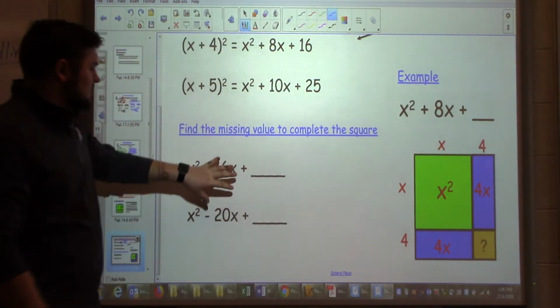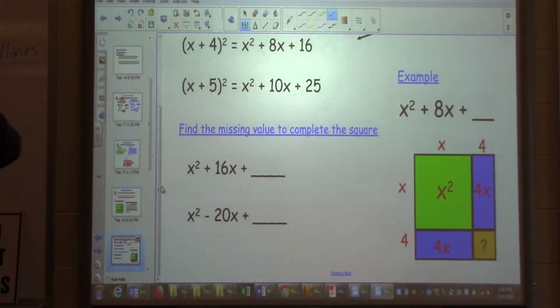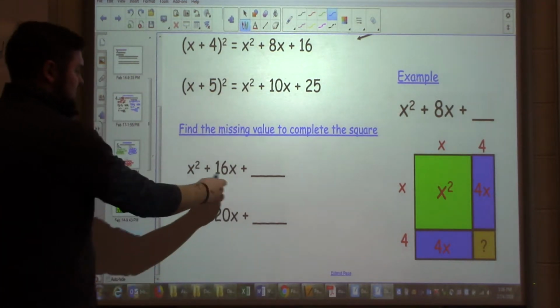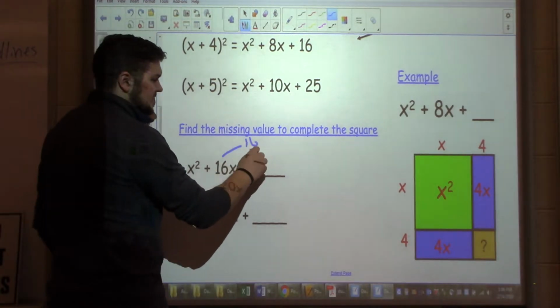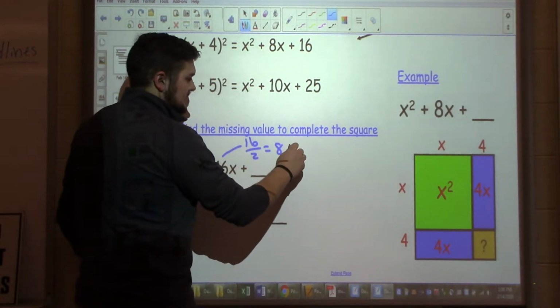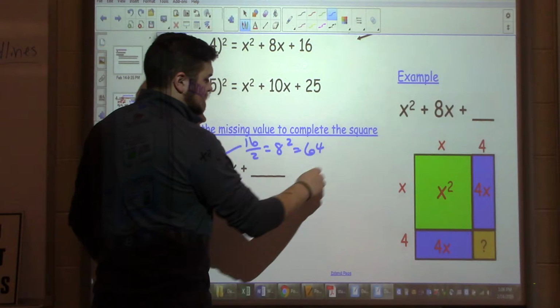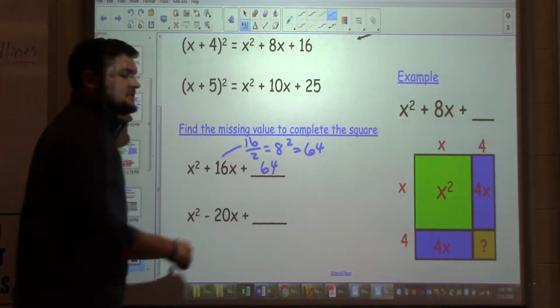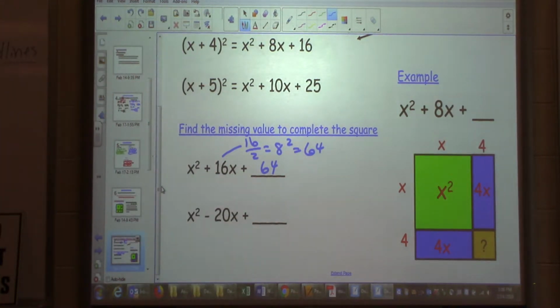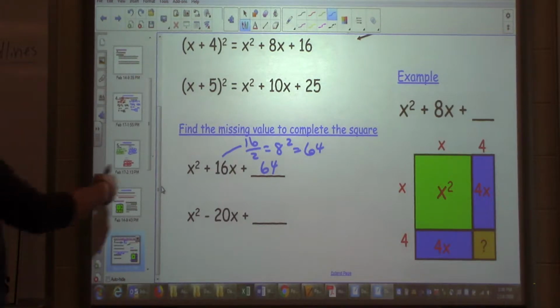Alright, so, what do you got, Q? First one, 64. I take 16. Divide it by 2, I get 8. Square it, I get 64. So to complete that square, I would put 64. Now, the one down here, negative 20.